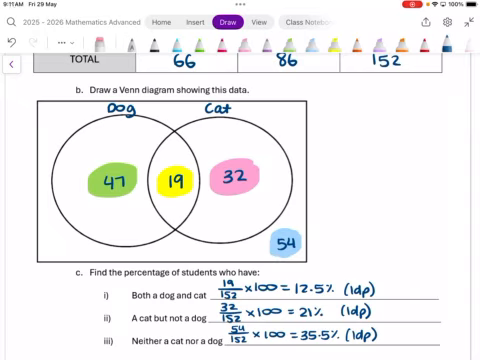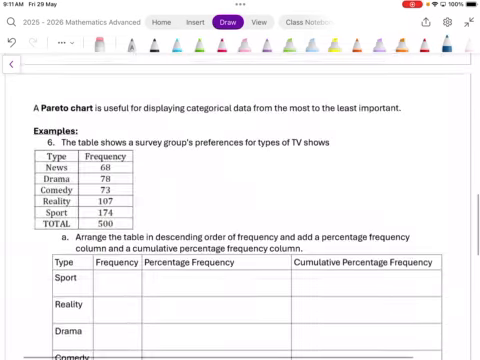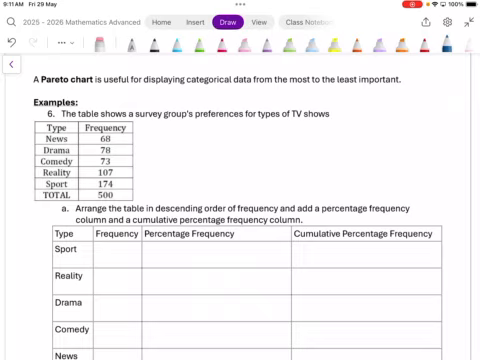Okay, so now we're going to look at these Pareto charts. So this is something we haven't done before, so we have to make sure that we understand it. This is the style of questions that come up in HSCs. So a Pareto chart is useful for displaying categorical data from the most to the least important.